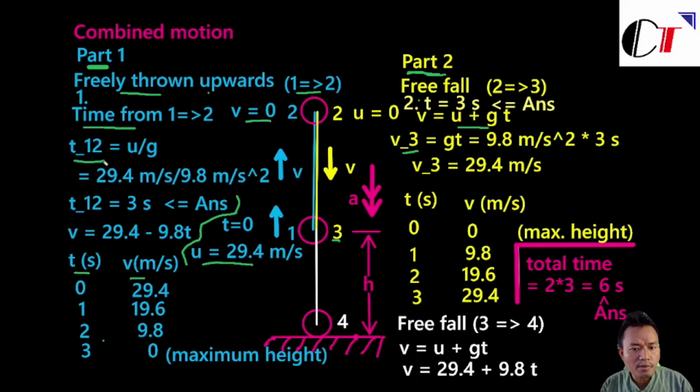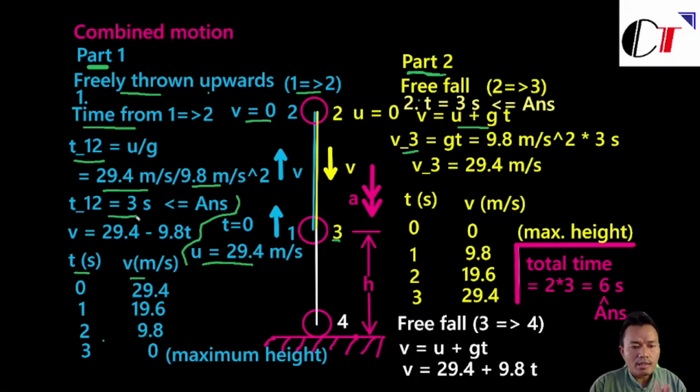So the time taken from initial release against the pull of gravity to the maximum height is just u divided by g. So u is 29.4 meters per second, g is 9.8 meters per second squared. You do the workout and you will get the time taken as just 3 seconds. So this is the answer to number 1.